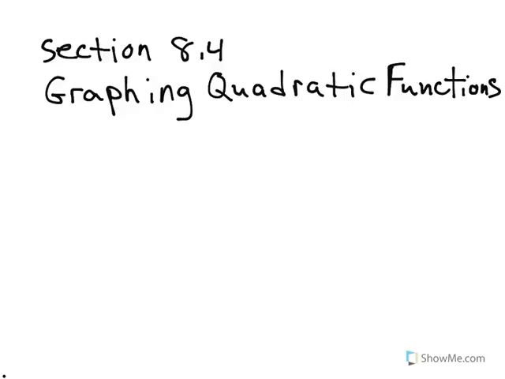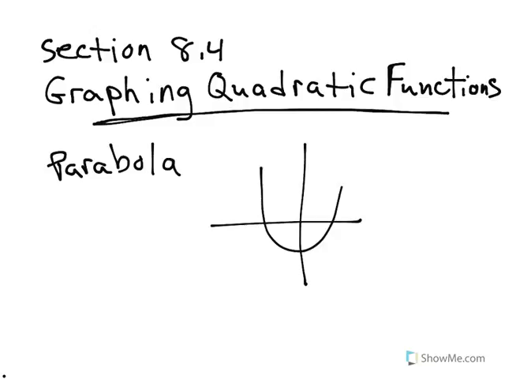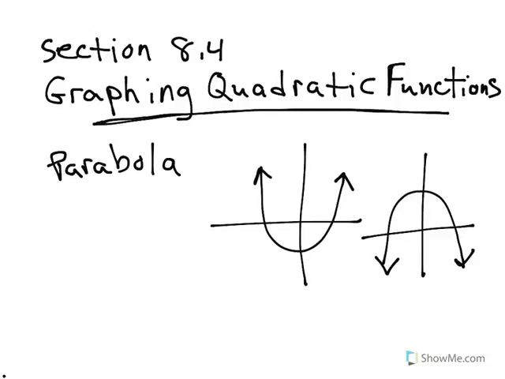Section 8.4, Graphing Quadratic Functions. A quadratic function is a parabola, and that is, on a graph, it is a U-shape, either right side up or upside down. And in our parabola, we have the very minimum point here on the y-axis, or maximum if it's facing this way, is our vertex.